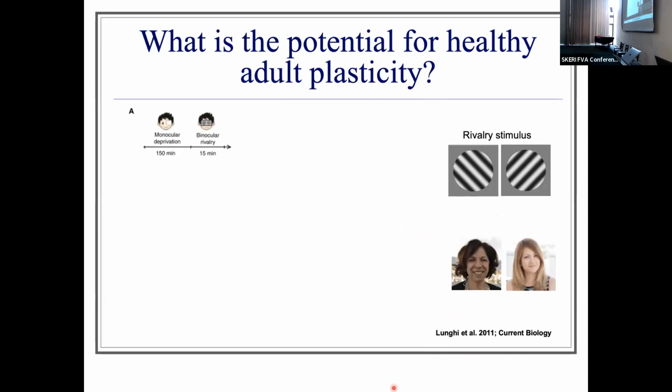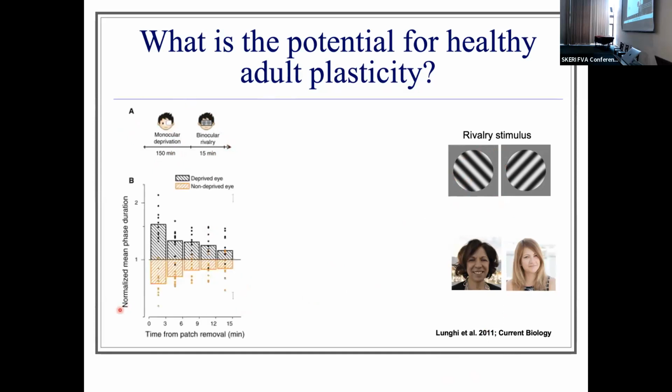So my interest in this actually started when Claudia Lunghi, pictured here, came to my lab. With Concetta and the rest of the lab, they've been looking at what happens when you have monocular deprivation, in particular looking at the plasticity that you can get in adults. And these are adults with normal vision. They used this rival stimulus, and they were interested in this paradigm where you have 150 minutes of monocular deprivation, and you test people's binocular rivalry before and after that deprivation.